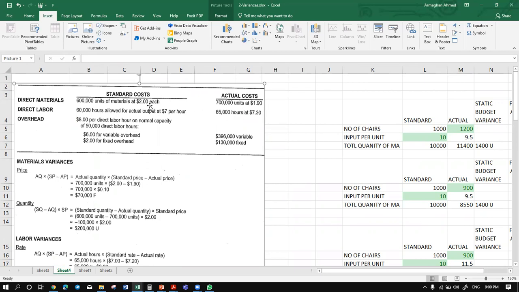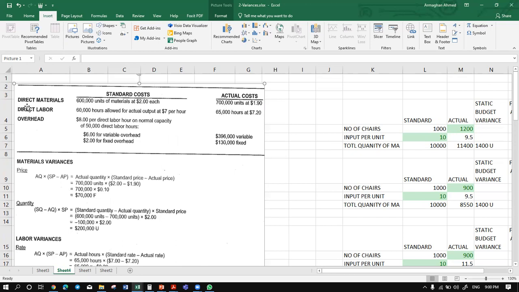Standard is 2, actual is 1.9, right? Yes. So standard price is 2 minus actual price 1.9. And how much is the actual quantity? Actual quantity 665.